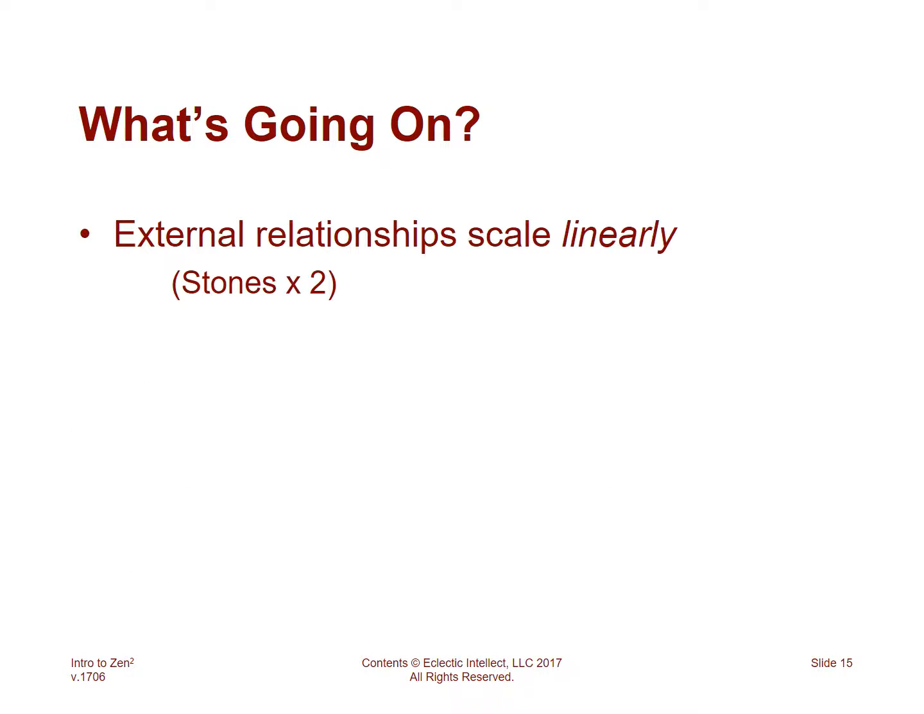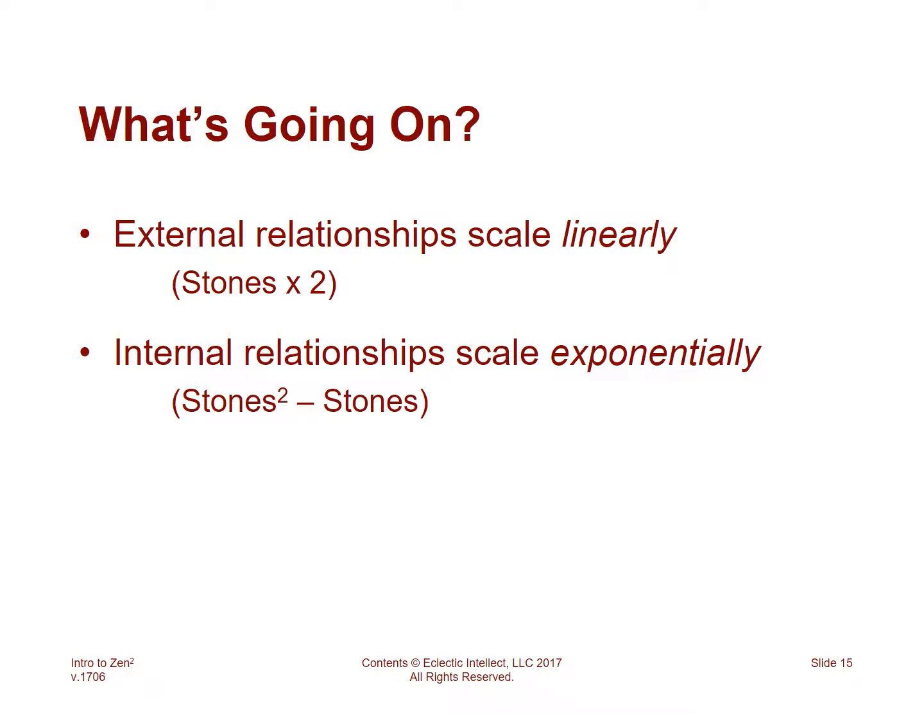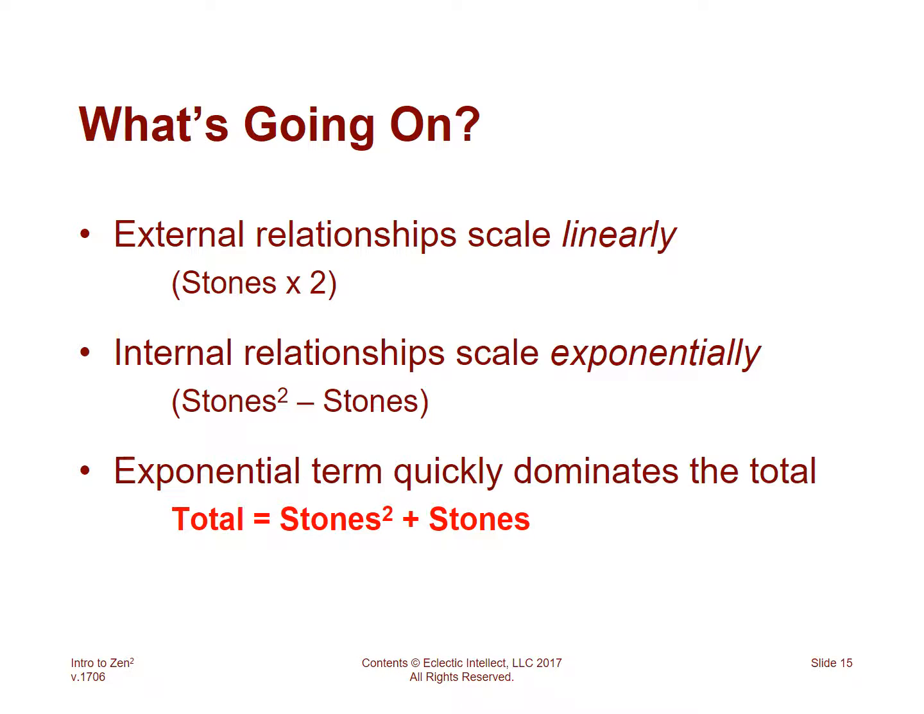What's going on here? Well, it turns out that the external relationships scale linearly, so the stones times 2. The internal relationships scale exponentially, stones squared minus the number of stones you have. As a result of that, the exponential term quickly dominates the total. And that means that as the systems get larger and larger, individual elements shrink to a point of insignificance, and all of the work, all of the complexity, all of the challenge is found in the relationship set. And that's why Zen-squared is such a powerful tool to add to your toolkit.